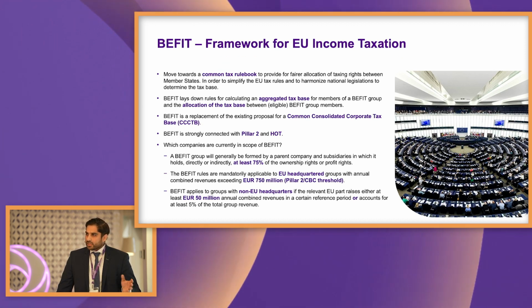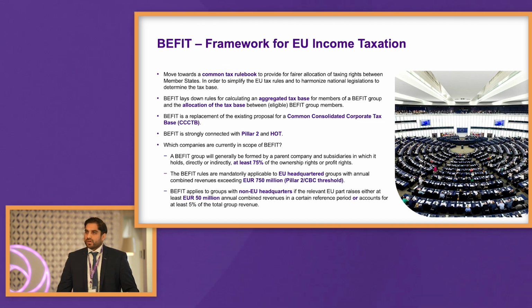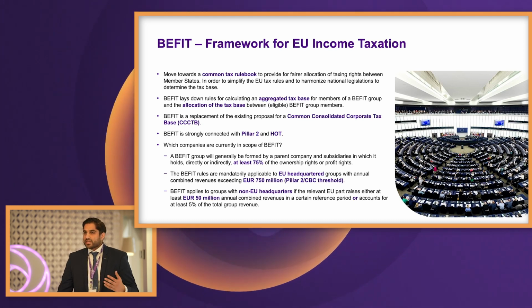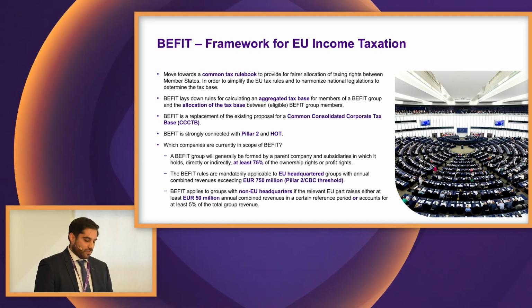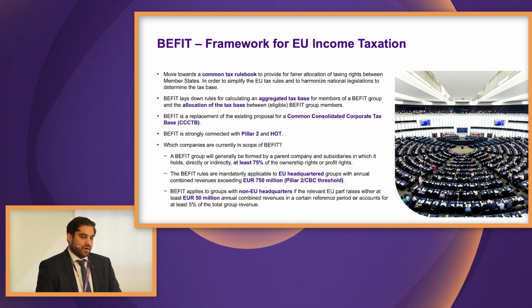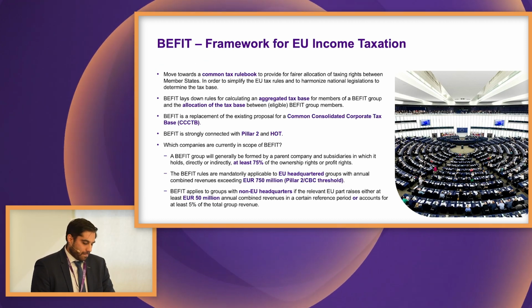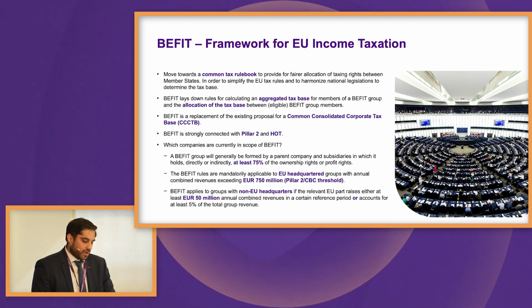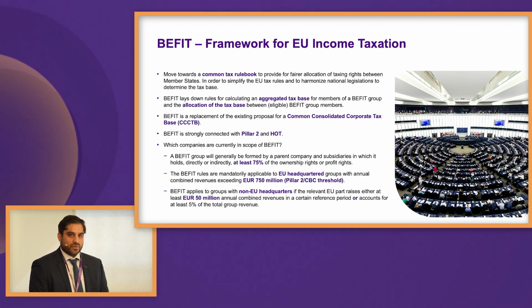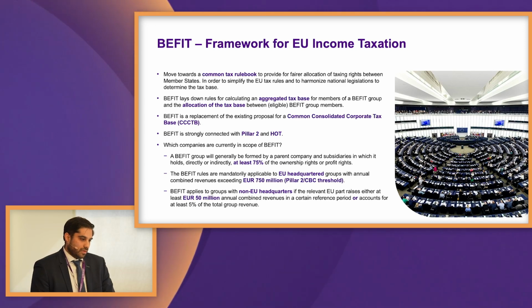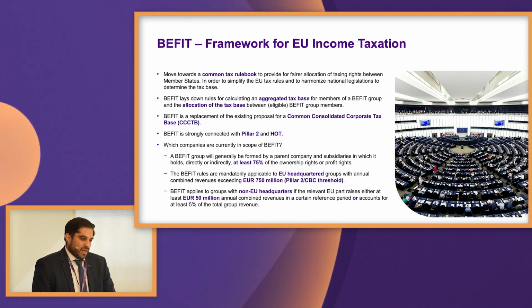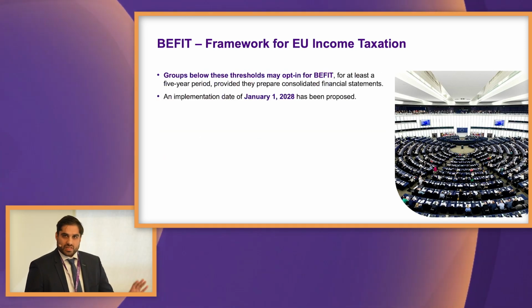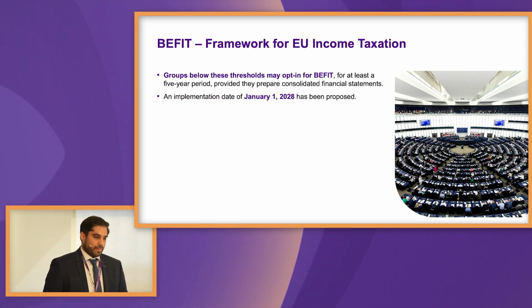It's a bit similar to Pillar 2, because your starting point for the BEFIT calculation is also the annual accounts. And it also applies to the bigger companies like Pillar 2, for companies with a revenue of over 750 million, for European headquartered companies, and for non-EU headquartered companies, if your revenues are 50 million in the EU. So let me just discuss a bit how it works on a global level.